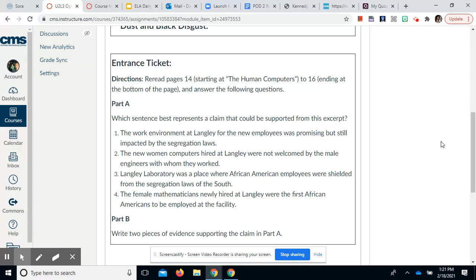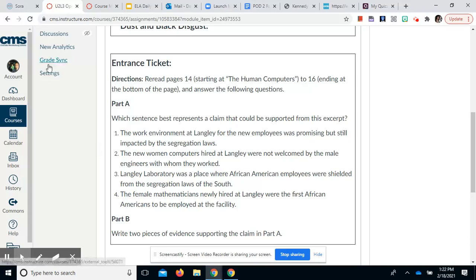And the options we had: the work environment at Langley for the new employees was promising but still impacted by the segregation laws. The new women computers hired at Langley were not welcomed by the male engineers with whom they worked. Langley Laboratory was a place where African American employees were shielded from the segregation laws of the South. Or the female mathematicians newly hired at Langley were the first African Americans to be employed at the facility.